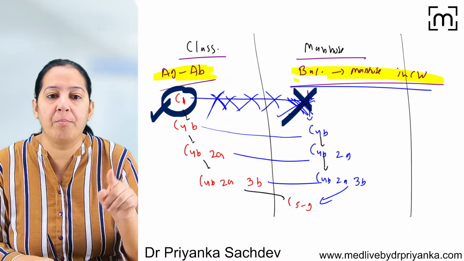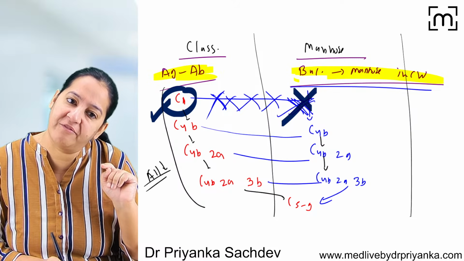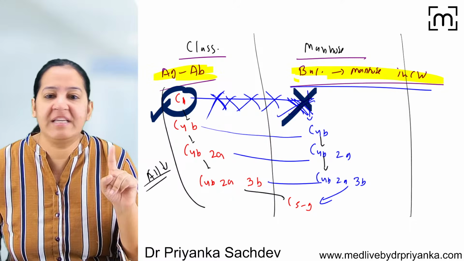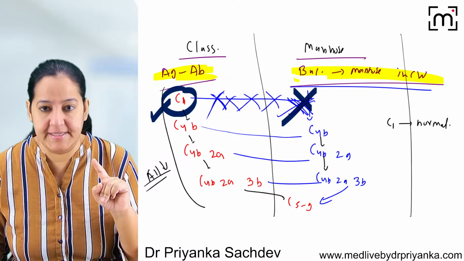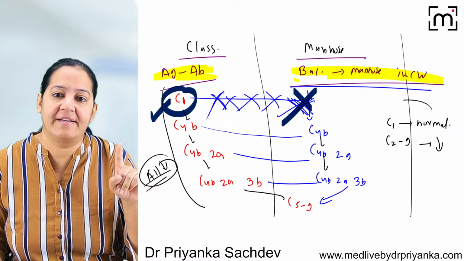So if you see the complement levels here, all 9 are involved. So level of all of them will fall in the blood because they are involved. They are utilized. They are consumed. But here C1 is not consumed. So C1 level in the blood is normal if you check in the serum. But remaining C2 to C9 will fall. Here all will fall. So that is the difference.